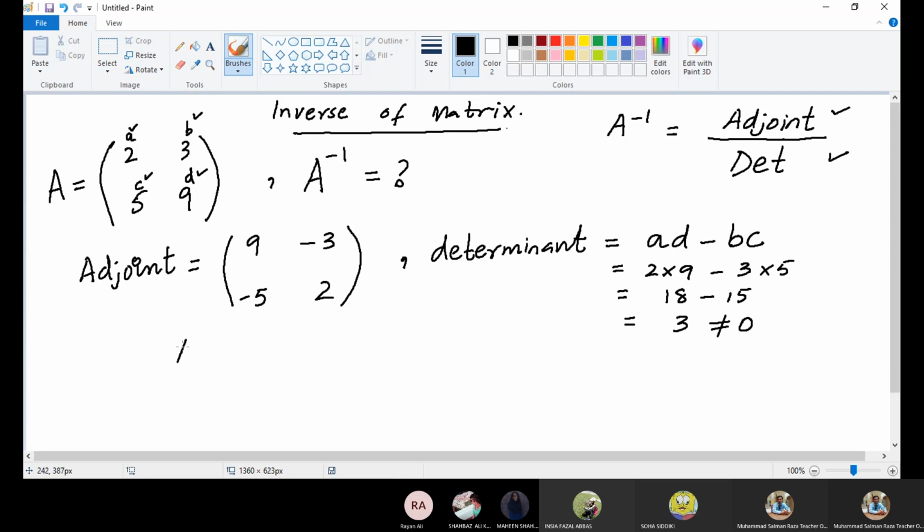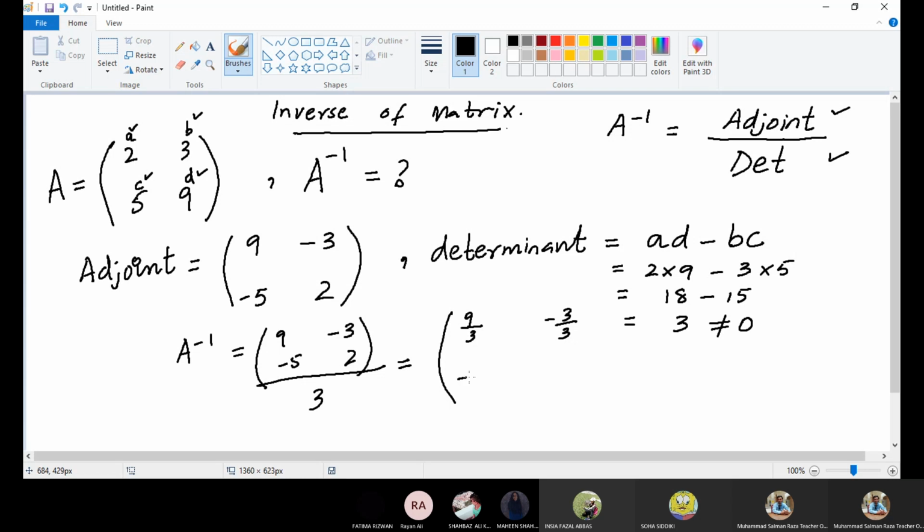So over here, we are lucky enough to find out the formula, and that is inverse formula is adjoint. In the adjoint section, I'm going to put 9, minus 3, minus 5 and a 2 over here, and it is whole divided by the 3 over here, which is the determinant of mine. So every number is going to have this 3 as in division. I can write it like 1 upon 3 multiplied by 9, 1 upon 3 multiplied by minus 3, 1 upon 3 multiplied by minus 5, and 1 upon 3 multiplied by 2.